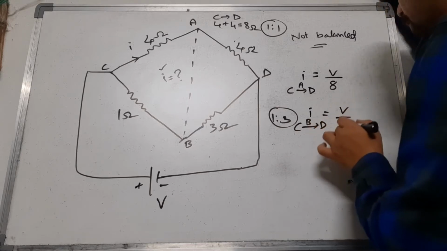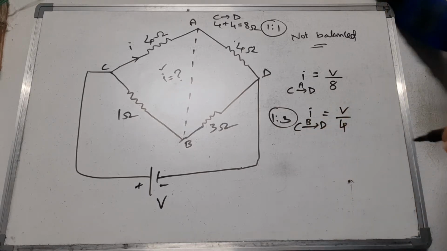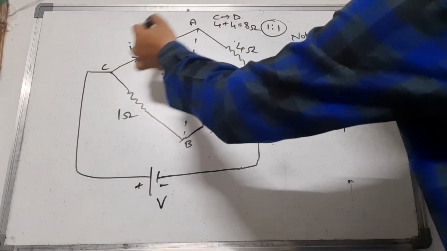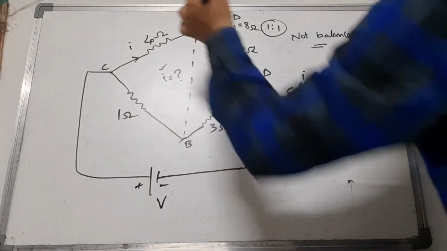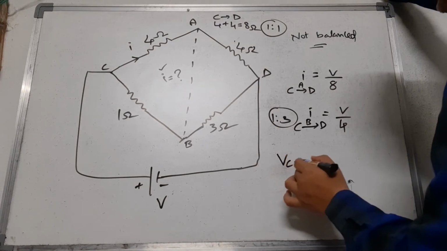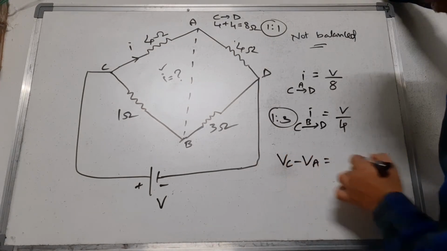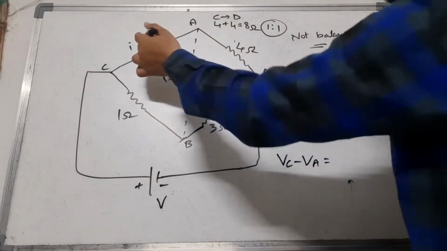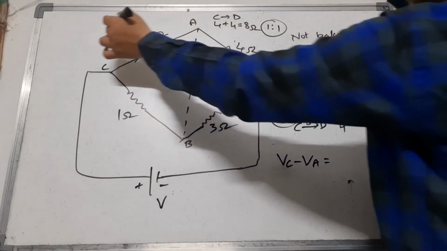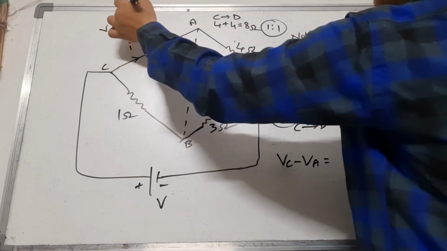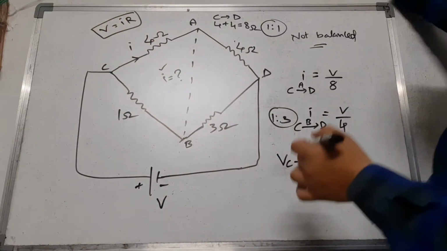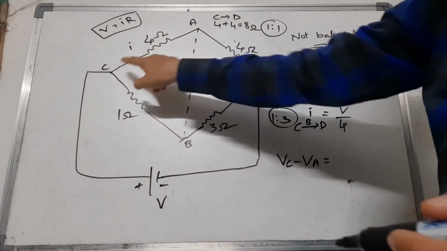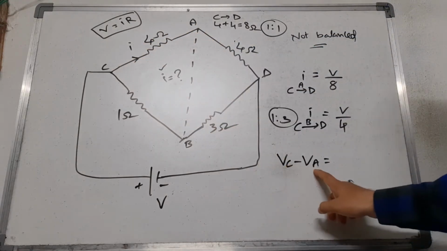It is V by 4. Now, I want to calculate the voltage VC minus VA. According to Ohm's law, V is equal to IR is our formula. So from C to A, I want to find out the voltage difference, that is VC minus VA.